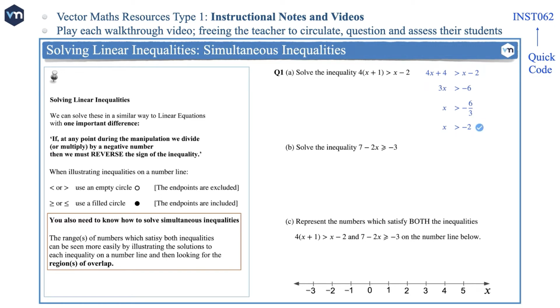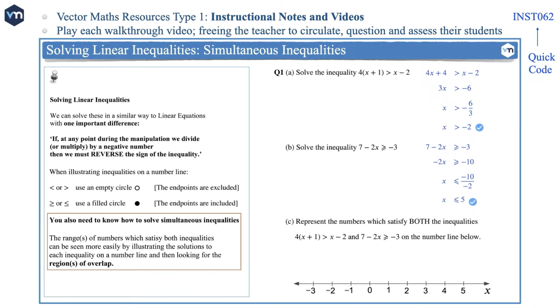In Part B, we need to solve the inequality 7 minus 2x is greater than or equal to minus 3. So if we start by subtracting 7 from each side, minus 2x is greater than or equal to minus 10. And if we divide each side by negative 2, remembering to reverse the sign of the inequality, x is less than or equal to minus 10 over minus 2. And of course a minus divided by a minus gives a positive number. So x is less than or equal to 5.